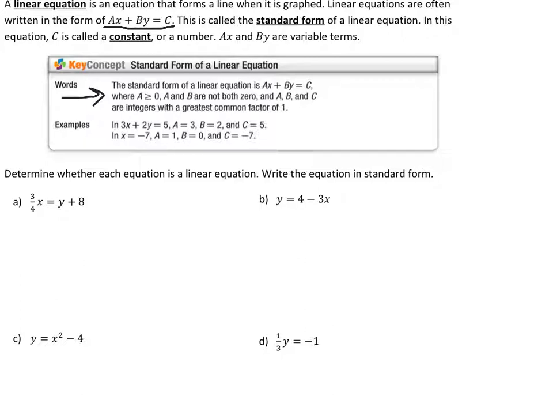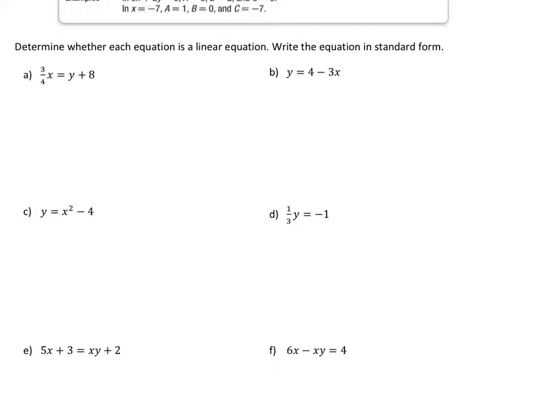So as we slide down, let's look at letter A. Determine whether each equation is a linear equation. Write the equation in standard form. So I need this to look like ax plus by equals c, following the rules above. No decimals, no fractions, no greatest common factor larger than 1.